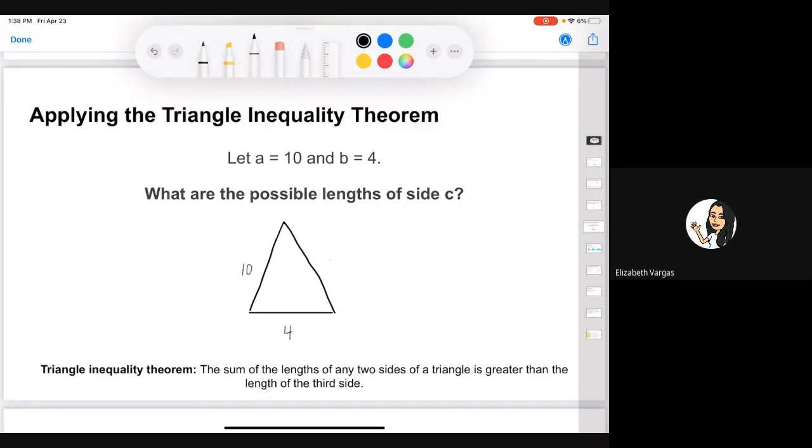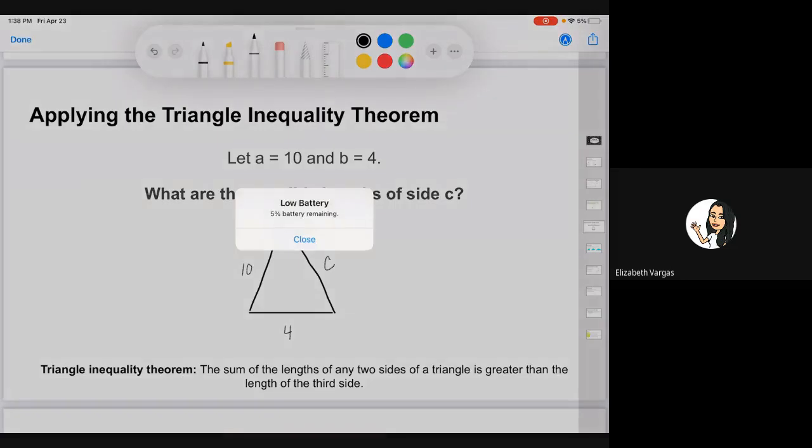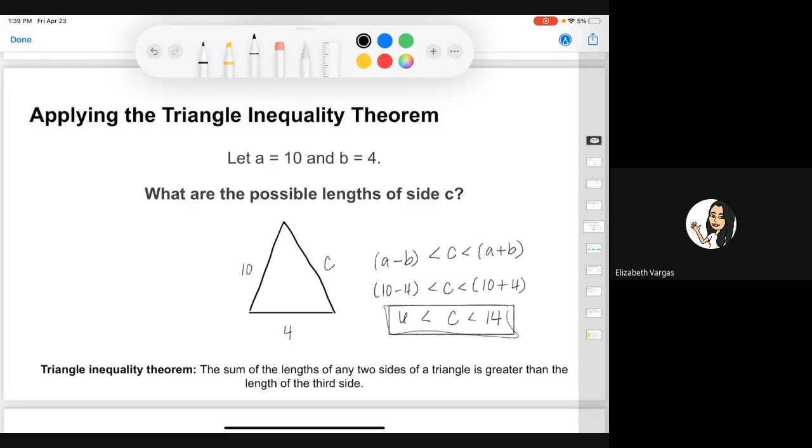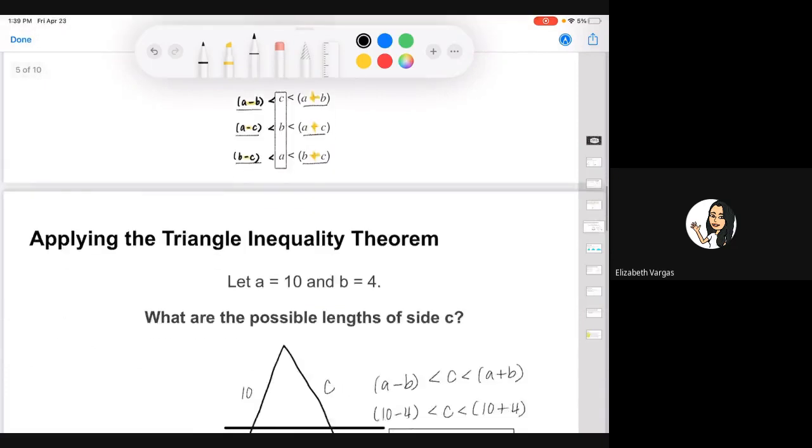10, 4, what is my missing length? What is the possible length of C? Well, C has to be less than the sum, greater than the difference. Six, 14. This tells me C has to be greater than 6 and less than 14. Okay, and that's the triangle inequality theorem. Any questions about the triangle inequality theorem?